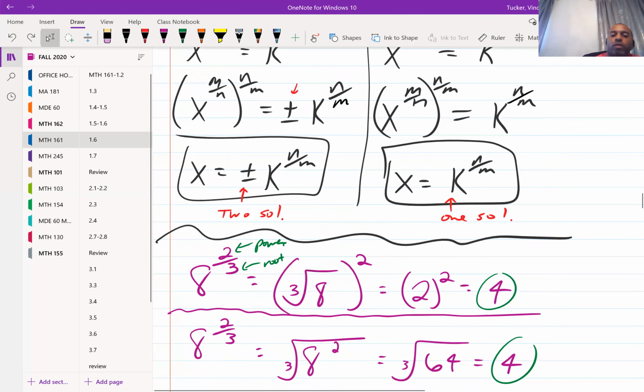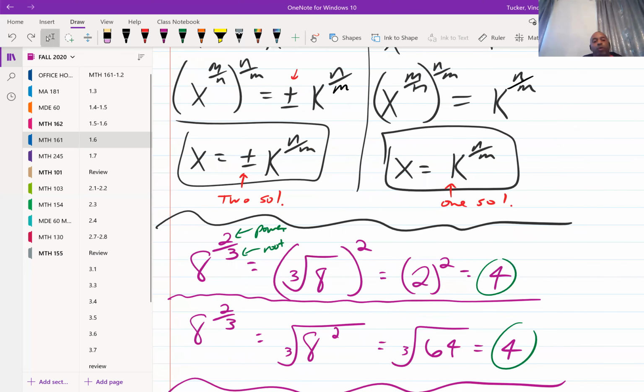All right. So just to make sure we're okay with what it means to have a fraction as an exponent, looking at 8 to the 2/3 power, the top number is always going to be the power. Bottom number is going to be your root.